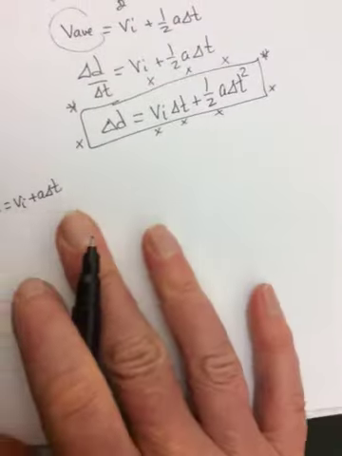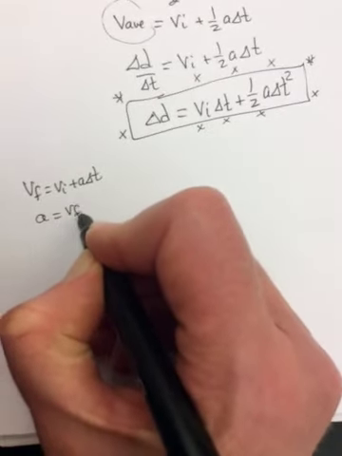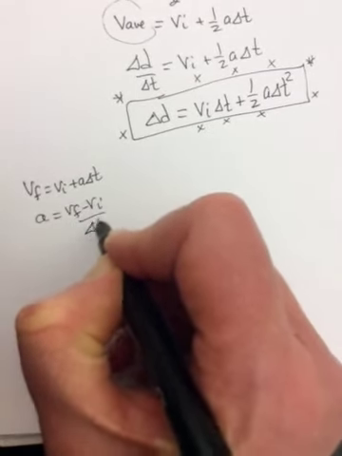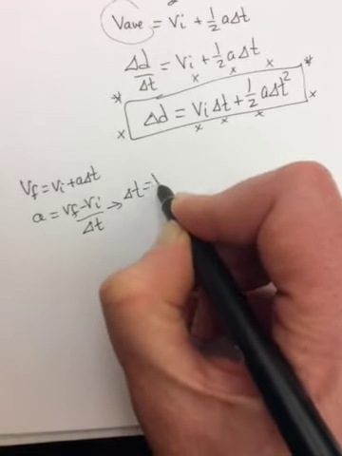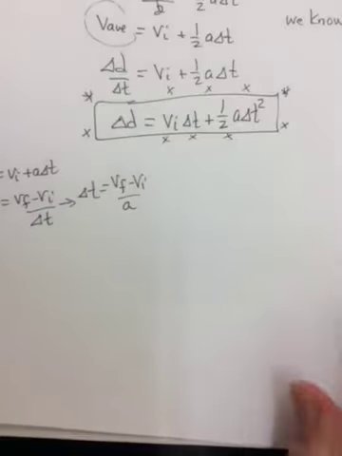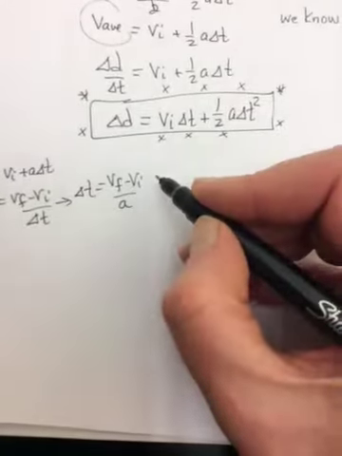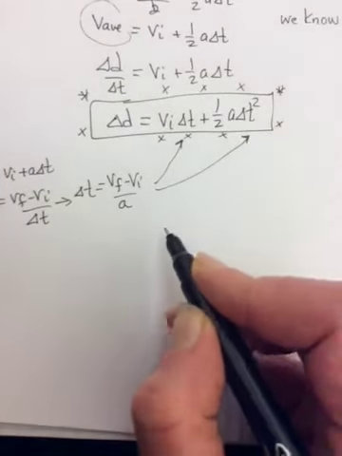And now we're going to rearrange it for time. Actually, I probably should have gone back to the original, a equals vf minus vi over delta t, and arranged it for time. So it becomes delta t is equal to vf minus vi over a. And now I'm going to take this, and hold on to your hats, I'm going to sub it into our brand spanking new equation here.